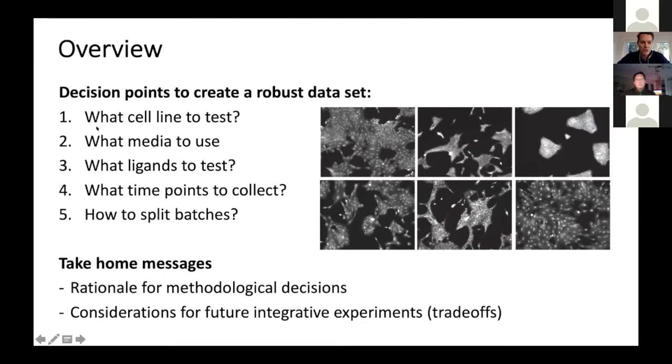So the first question is what cell line to test. Second question, what media to use, which turns out to be quite complicated, what ligands to test, what time points, and then how to split into different batches. The general take-home message I'm hoping is that the people who are watching this can get a rationale for the different methodological decisions that we made. In addition, there are likely to be future experiments and build-outs from this data set, and so hopefully this can be helpful for other people as they try to design these sort of experiments.